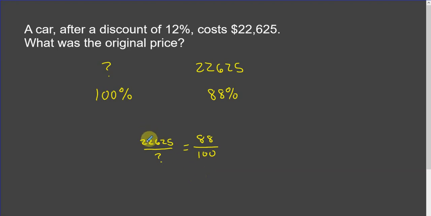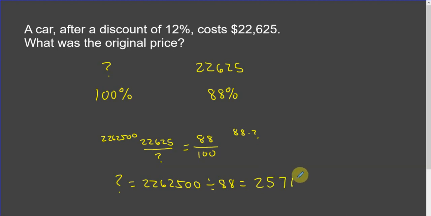Okay, so we solve it. 22,625 times 100 is 2,262,500, and 88 times unknown. So the unknown is this large number divided by 88, which works out to, typo on my calculator there, 25,710, and I'll round it to cents, 23. 25,710.23.